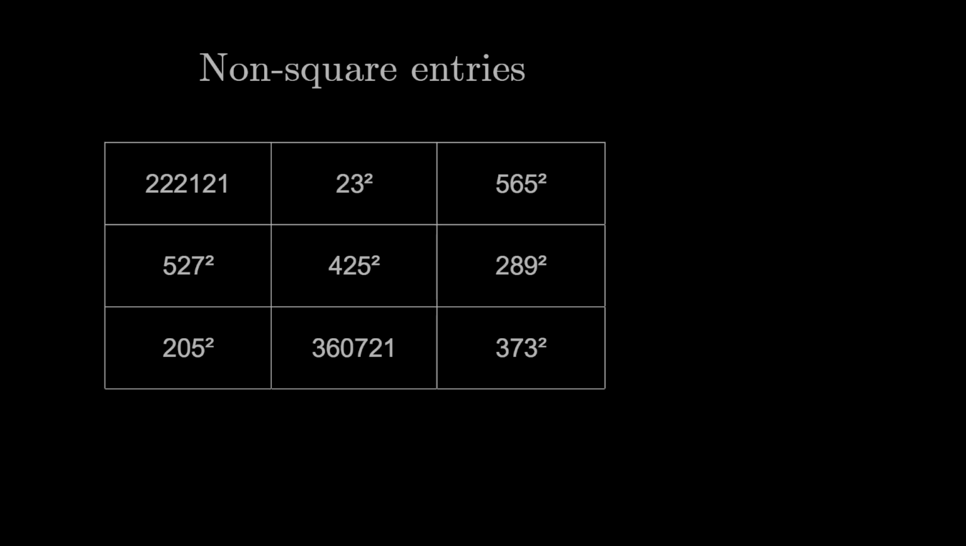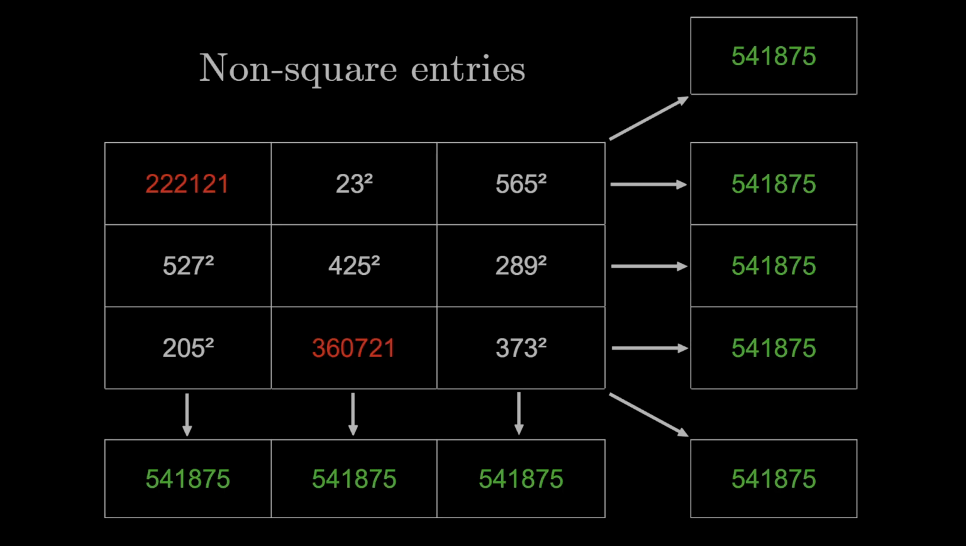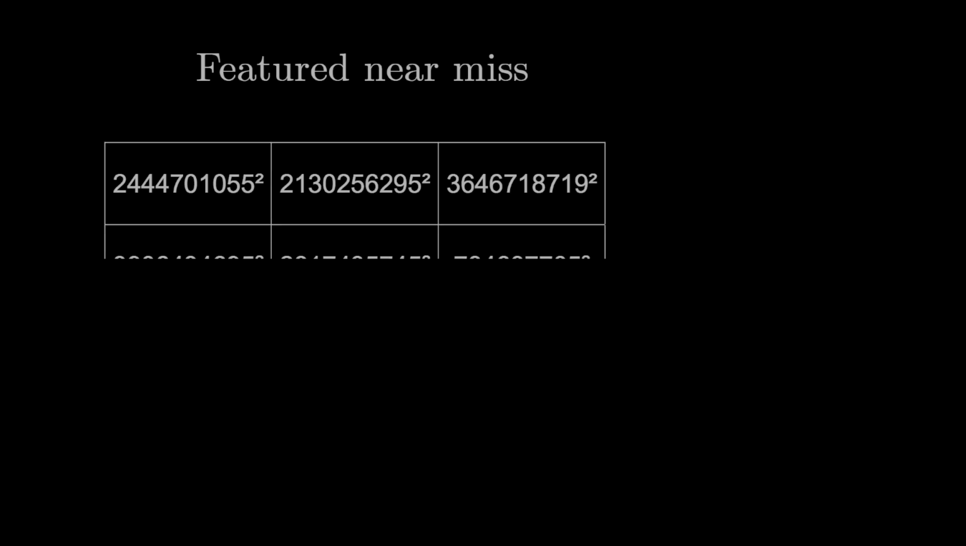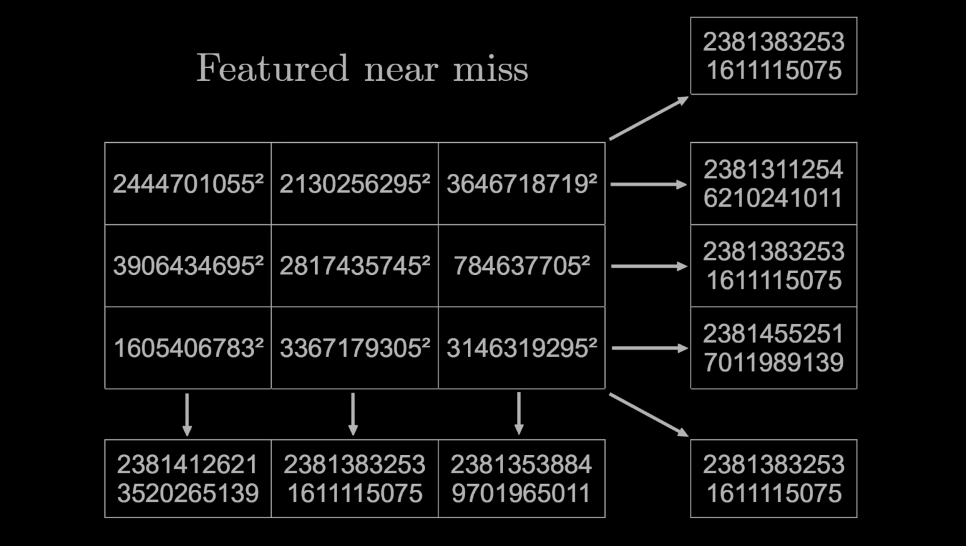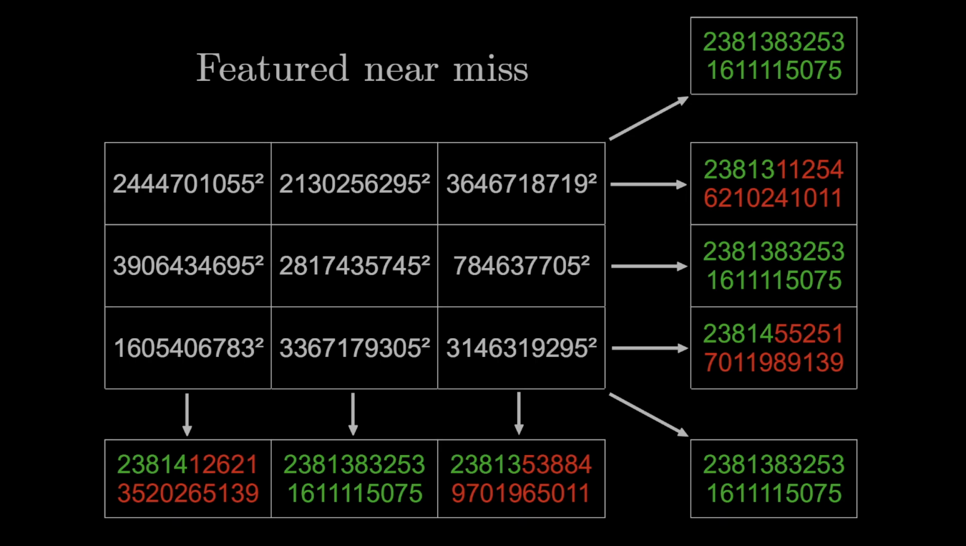If we allow for some non-square entries, like in this square, well then, we can find a good solution. But again, some of the entries are not integer squares. Another example is a near miss that is featured in one of the Numberphile videos, and it is that one. I don't want to show you all of these numbers, but if we sum the middle row and the middle column and both diagonals, they add up to the same number, but the other sums are different.